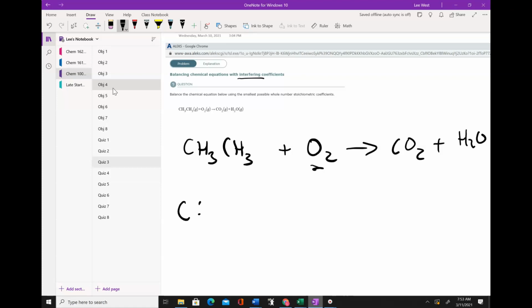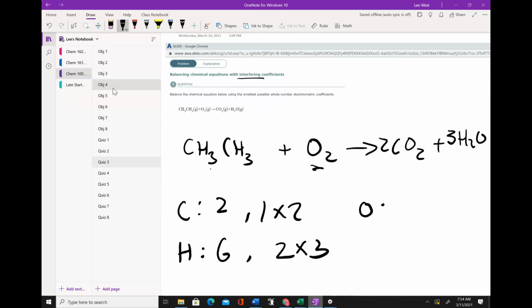I'm going to go here, so carbons, I've got 2 carbons there, and I've only got 1 on the right, so let's just make that balance. And then hydrogens, I've got 3 plus 3, so 6 on the left, and then I've only got 2 on the right, so let's just make that balance by putting a 3 there. And then oxygens, which is where I'm predicting my difficulty, I have got 2 on the left, and then I've got 2 times 2, that's 4, plus another 3, that's 7 there.